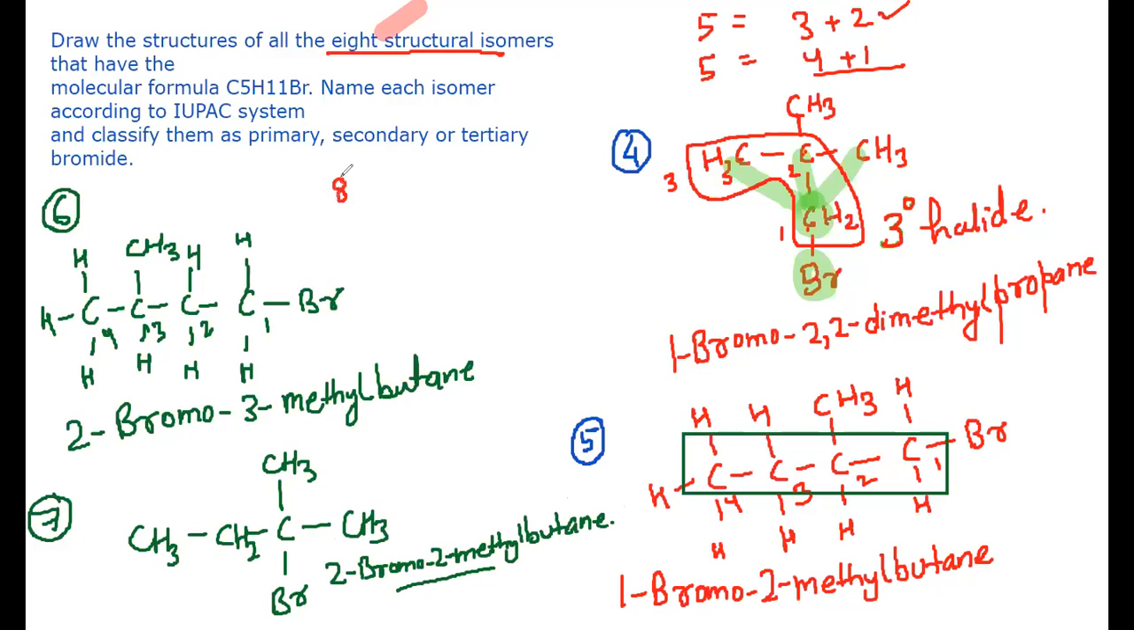Sir, yes, sir, in the 6th point, bromo is at position 1. 1 bromo is there. 1 bromo, correct. It will be 1 only. You are right. I am wrong. It will be 1. Very good.